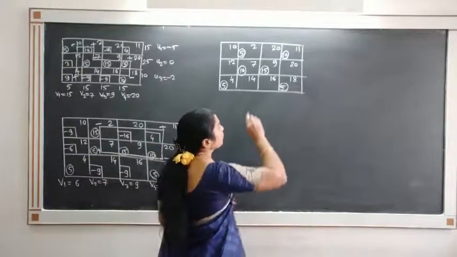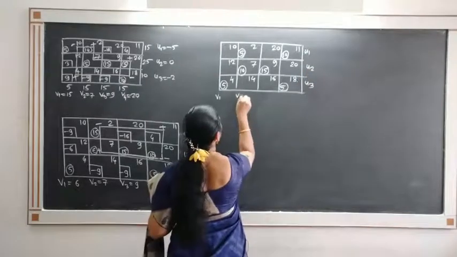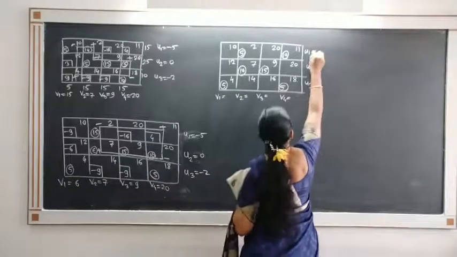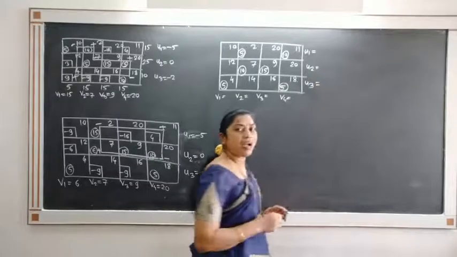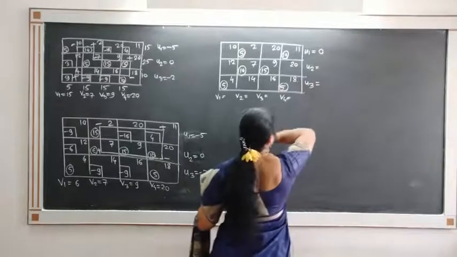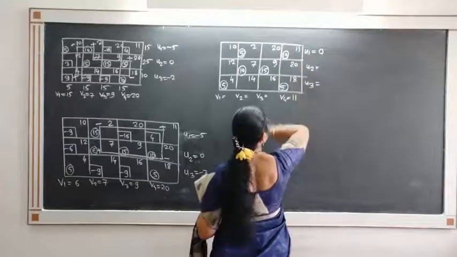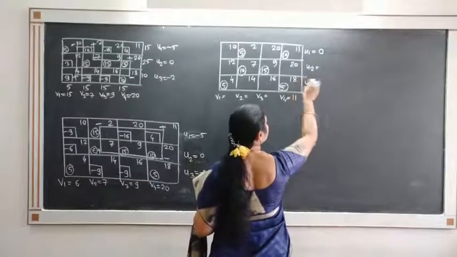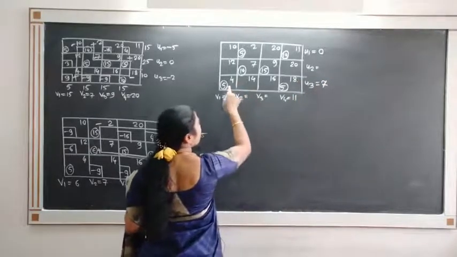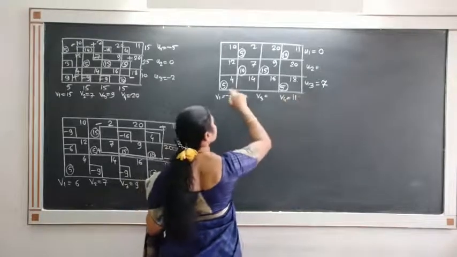Again find the multipliers u1, u2, u3 and v1, v2, v3, v4. As the number of allocations is m plus n minus 1 and they are at independent positions, we will directly start. Assume u1 equal to 0, because u1 is 0, v4 is 11, because u1 plus v4 must be 11. u3 plus v4 is 18, so u3 is equal to 7. Because u3 is 7, v1 becomes minus 3, so that 7 minus 3 is equal to 4.